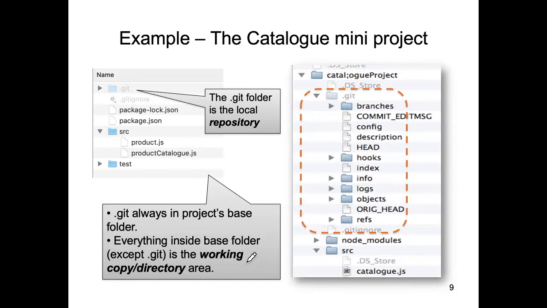On the left is a screenshot from our little mini product catalog project that you've been working on in the labs. And up here, within the project, there is a folder called .git. Well, that is the actual repository. And it's just an ordinary folder. If you open it up, then this is what it looks like. So this is the internals of a Git repository.